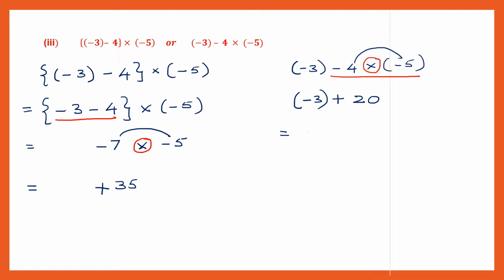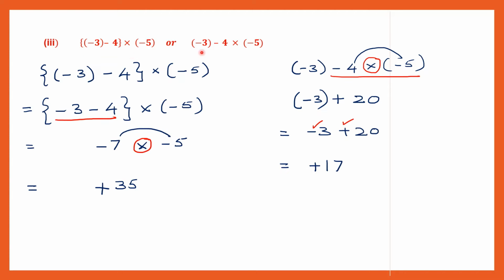Now let's open the brackets. Minus 3 plus 20. Here I use the rules of addition. So apply rules of addition which says when signs are different, minus and plus signs are different, put the sign of the bigger number and subtract. 20 minus 3, that's 17. So I've got plus 17. So you have to be careful when to apply the rules of multiplication and when to apply the rules of addition. So here on the left hand side I have plus 35. On the right hand side I have plus 17. So 35 is greater than 17. That means my expression on the left-hand side is greater than the one on the right.